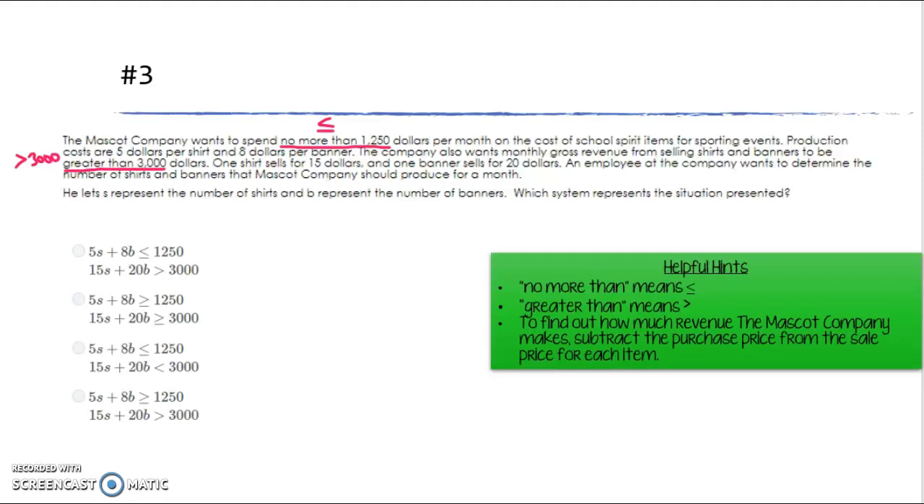So our 2 different inequalities that we're going to have is going to be one inequality showing how much money the mascot company spends on making these items. The other inequality is going to be how much money the mascot company makes by selling these items.